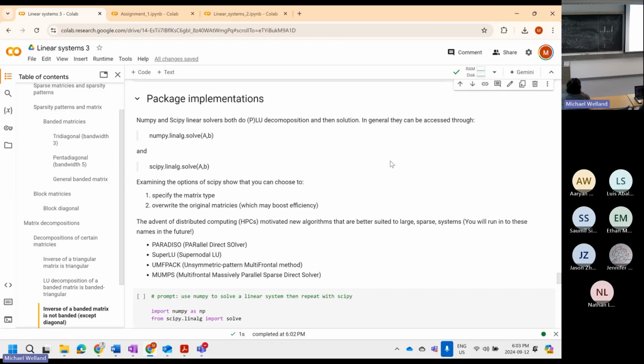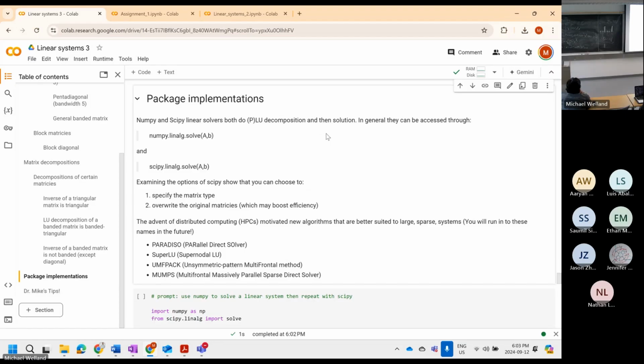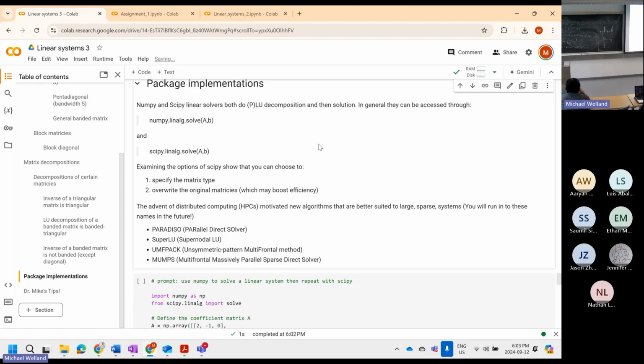Okay, package implementation. Both NumPy and SciPy do LU decomposition. That looks funny. I think I've got an extra O in there. Decomposition. Okay, and then the solution. In general, they can be accessed through linalg.solve. That's the linear solver. It's the same thing to get to the LU decomposition. You just do LU instead of solve.